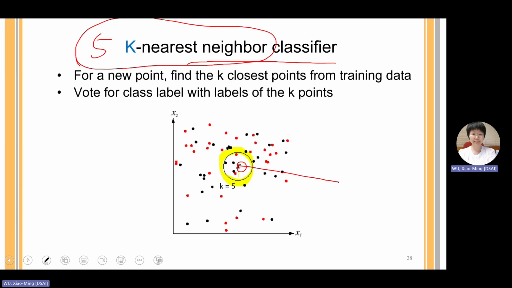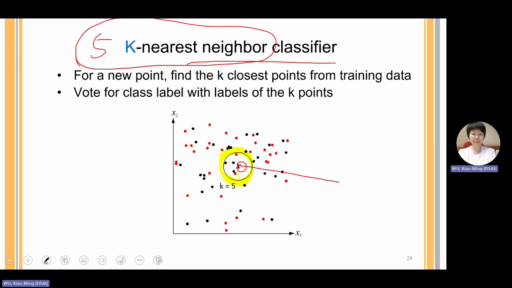How would you classify X in this case? Within this circle, among its 5 nearest neighbors, 2 are from the red class and 3 are from the black class. So normally we should assign X to the black class using majority vote.